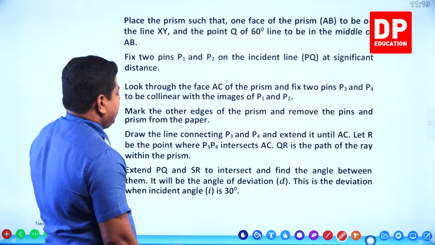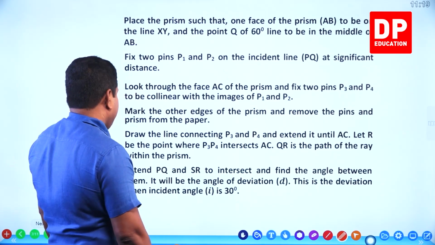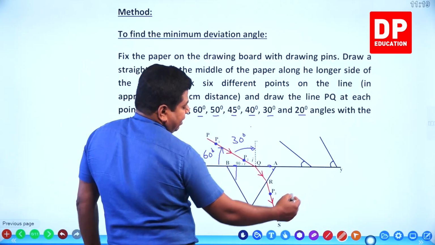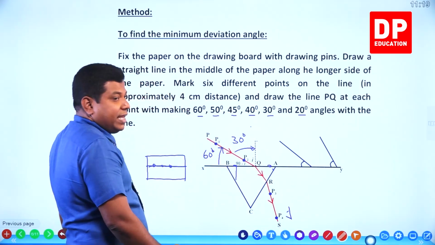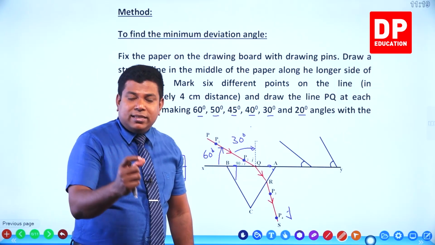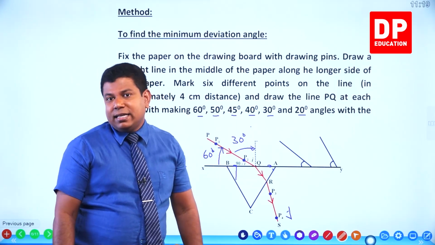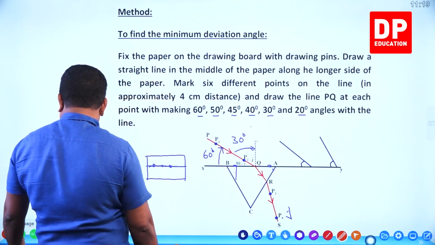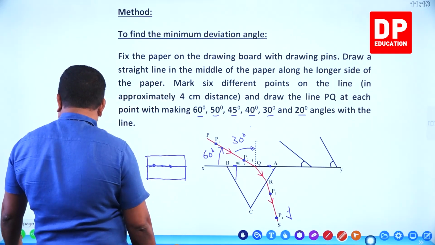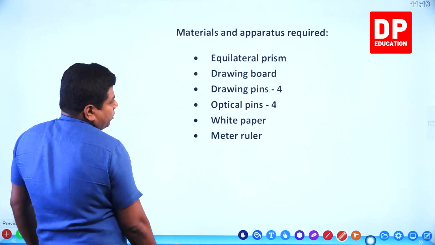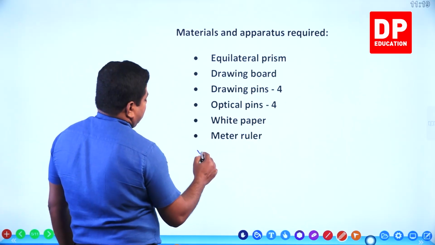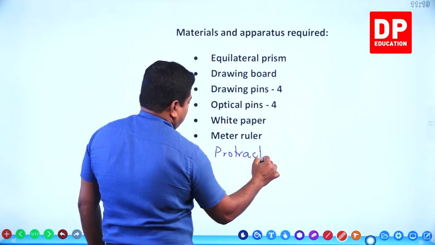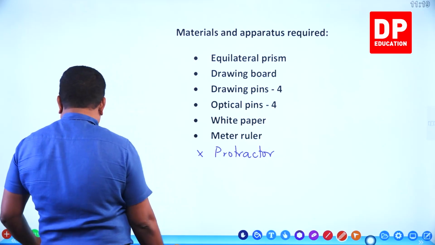Extend PQ and SR to intersect and find the angle between them. All we want is the deviation, right? So you extend this line, extend the SR line, find where they intersect, and measure by how much the ray has deviated. You must be able to measure it with your protractor. We should have added one more apparatus here, a protractor. We need a protractor to measure the angles.